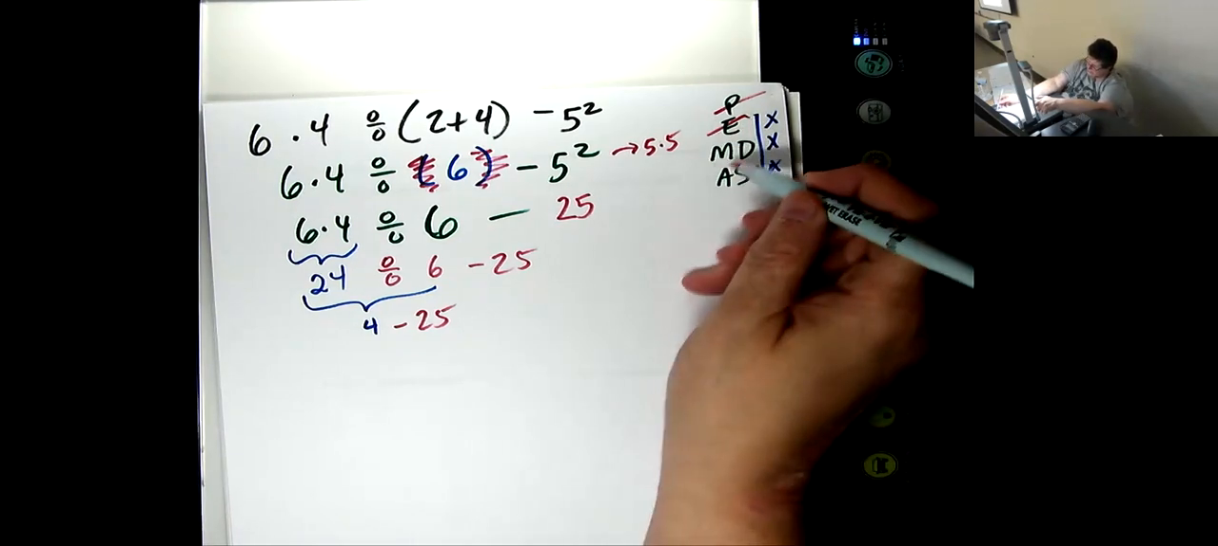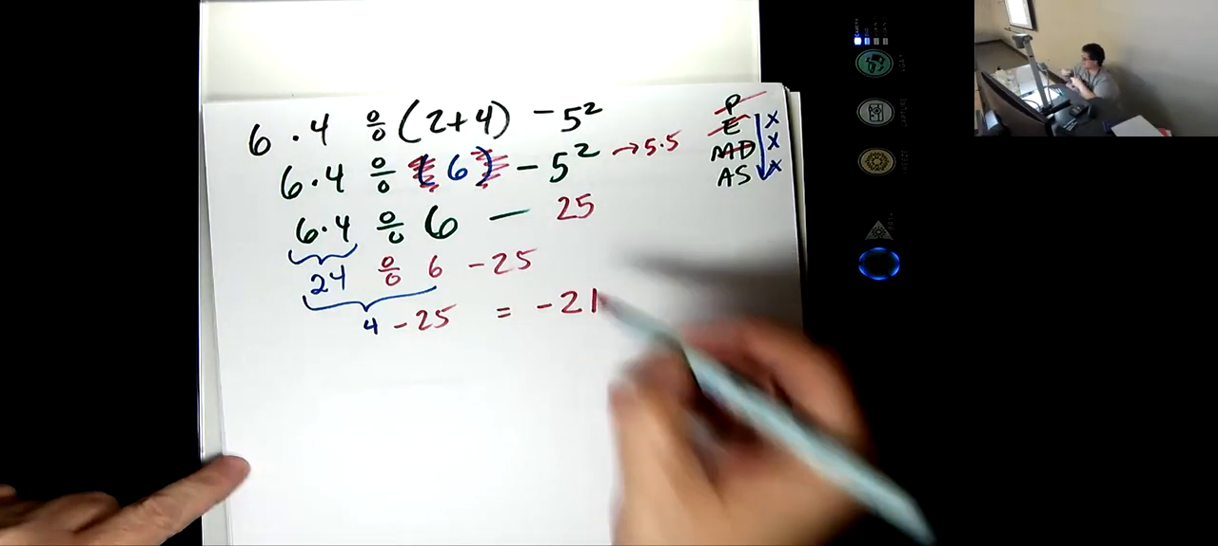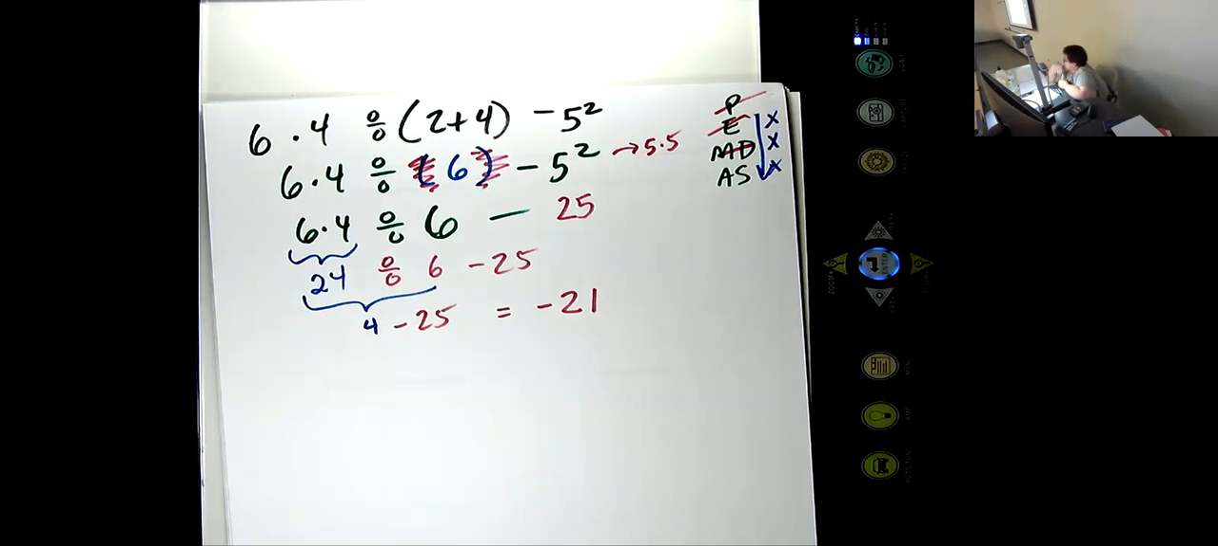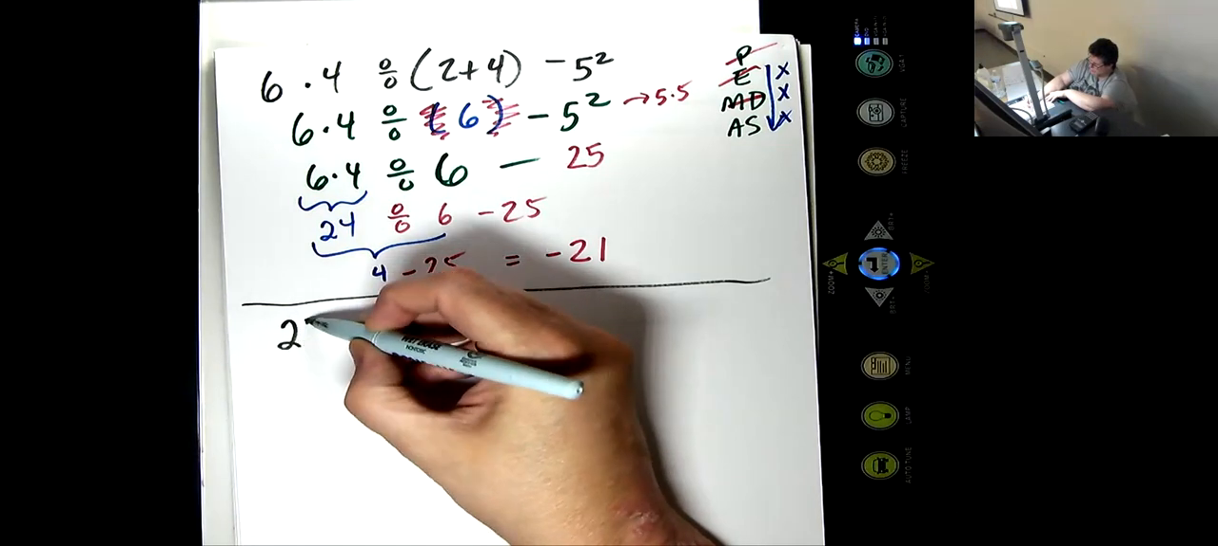At this point, now there's no more multiplication and division. And we finish it off, 4 minus 25, throw it in the calculator, is negative 21. When you get down to addition and subtraction, you should be able to throw it right in the calculator in sequence and not have a problem. The reason why I recommend you don't throw stuff into a calculator is for a problem like this.